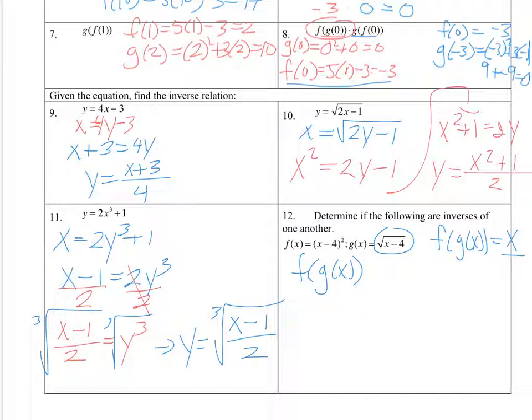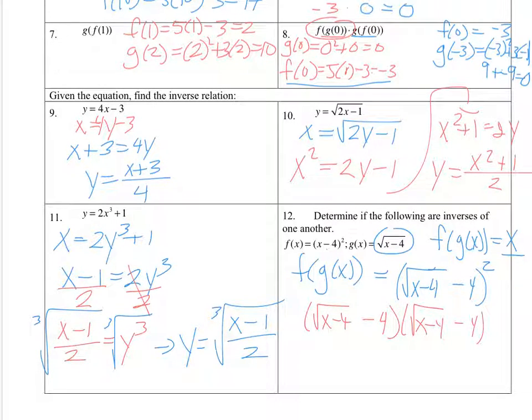That means I'm taking g of x and plugging it into f of x. So that's going to be the square root of x minus 4, squared, minus 4 times the square root of x minus 4, minus 4. When I distribute those, we get x minus 4, and then minus 4 square roots of x minus 4, minus another 4 square roots of x minus 4, then plus 16.